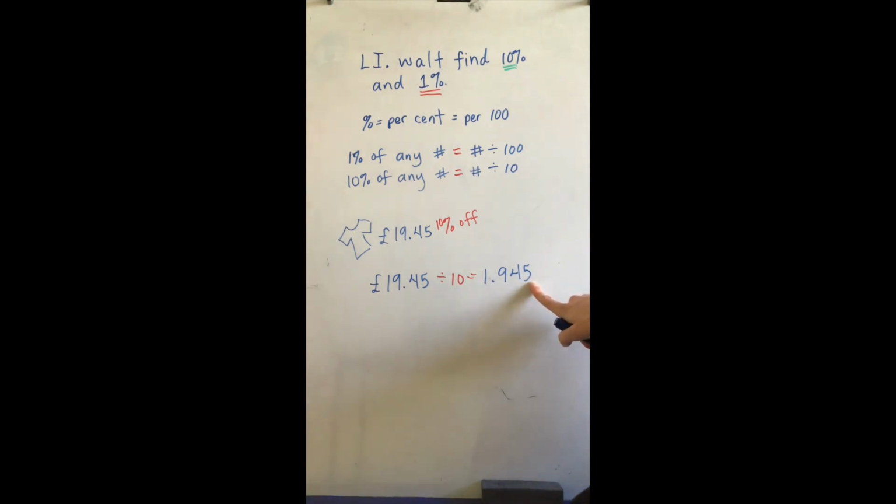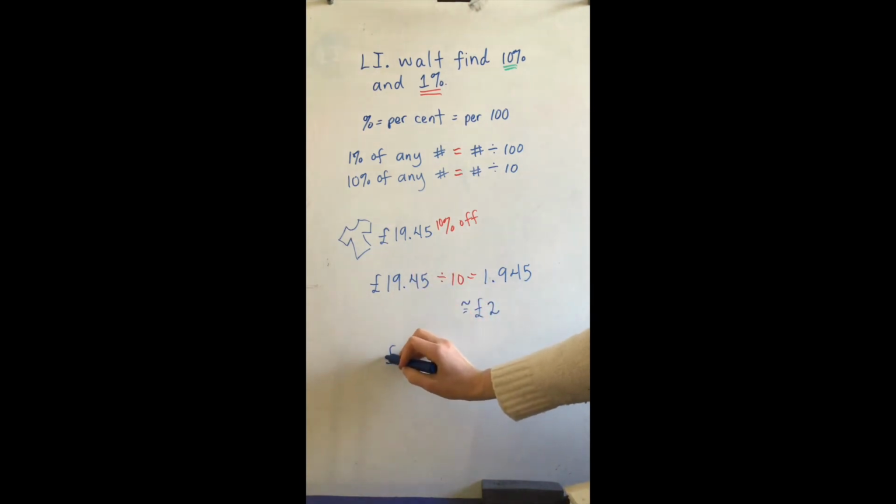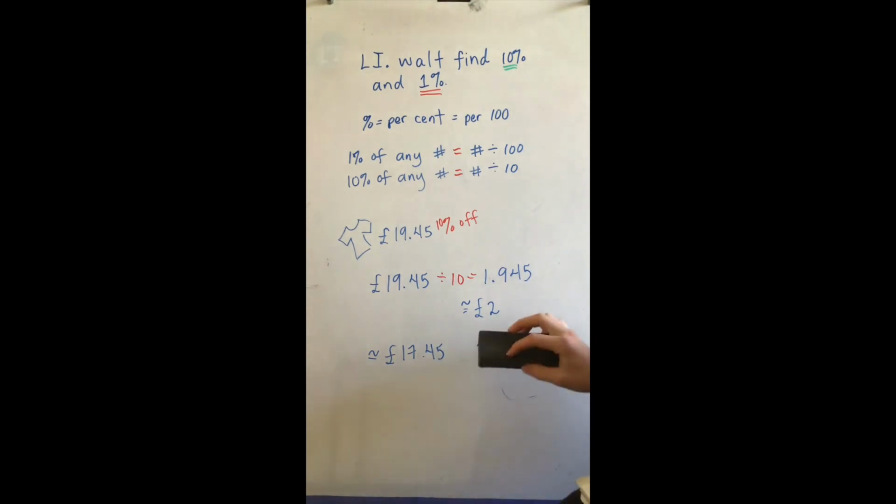Now, if you're shopping at the shop and you see that number, £1.94, I know what I'm going to do. I'm going to be rounding that up to £2. So it's about £2 off, approximately. Okay, so 19.45, take away my £2, my shirt is then approximately, not equal to, but approximately equal to 17.45.